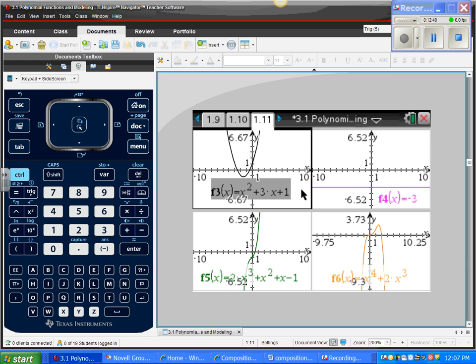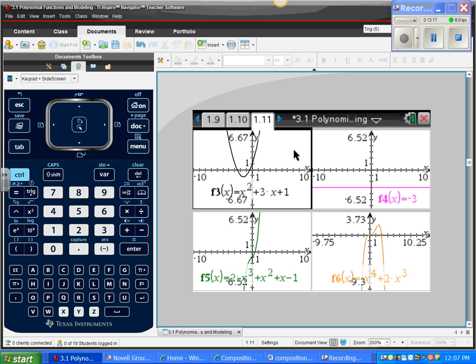The next one is a constant, y equals -3. That is a polynomial, even though it doesn't have any variables that you can see in it. It's still a polynomial function. Next one is my cubic function. I've got 2x cubed plus x squared plus x minus 1. That's polynomial. And then the next one is a quartic, so it's x to the 4th. You need to be able to look at these and know what type of function they are visually.